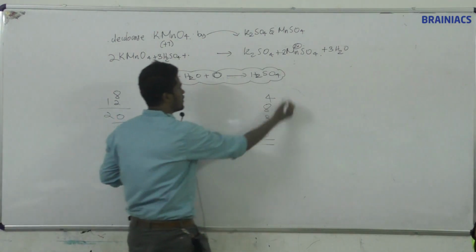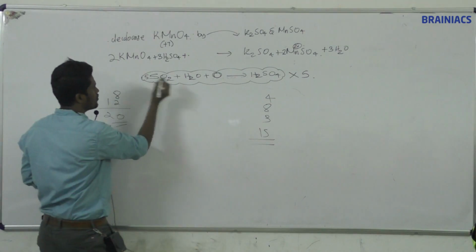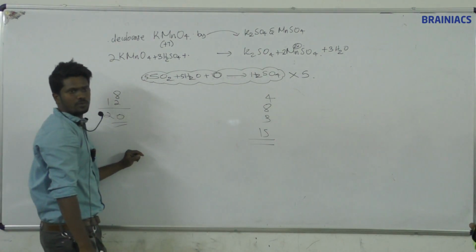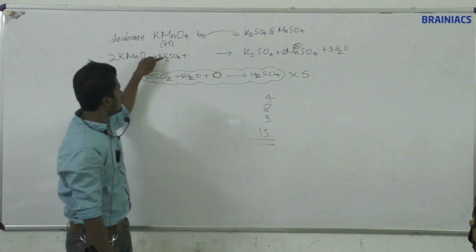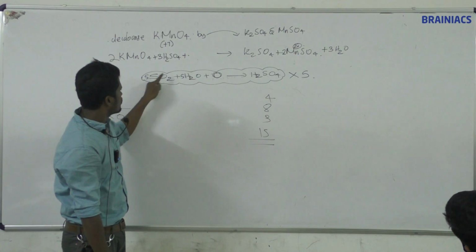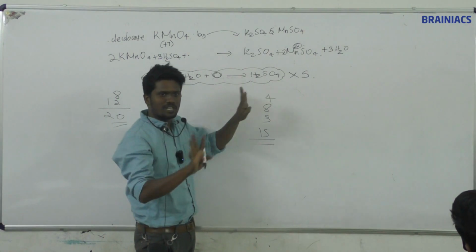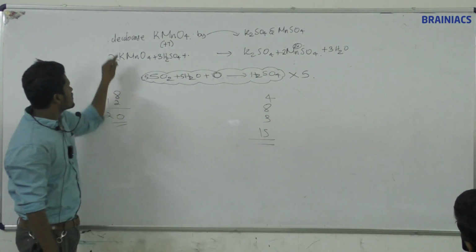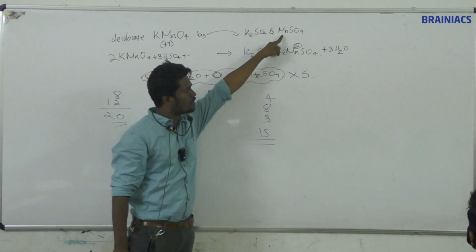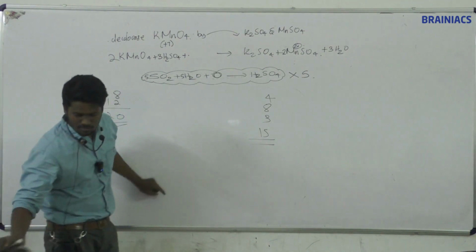Five oxygen are required. This reaction is multiplied by 5: 5SO2, 5H2O, 5 oxygen gives 5H2SO4. So there is 5H2SO4 and 3H2SO4 here. Basically the reaction is not that important. We have to understand that it decolorizes KMnO4, that is, Mn plus 7 is converted into plus 2, giving K2SO4 and MnSO4.